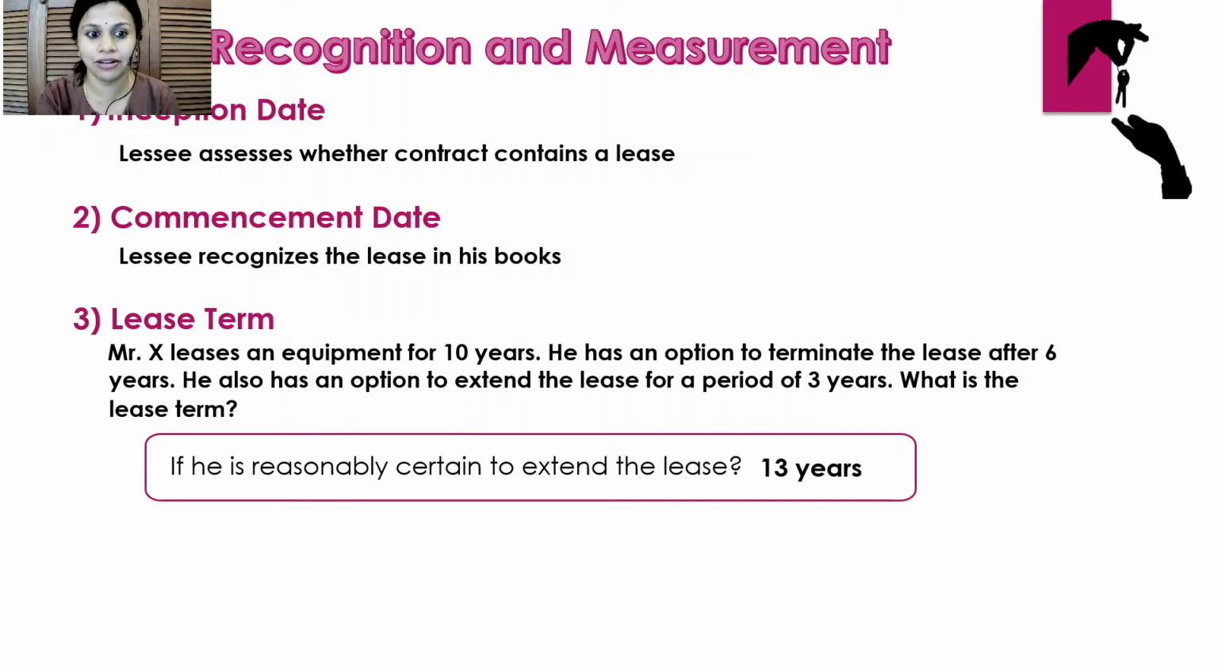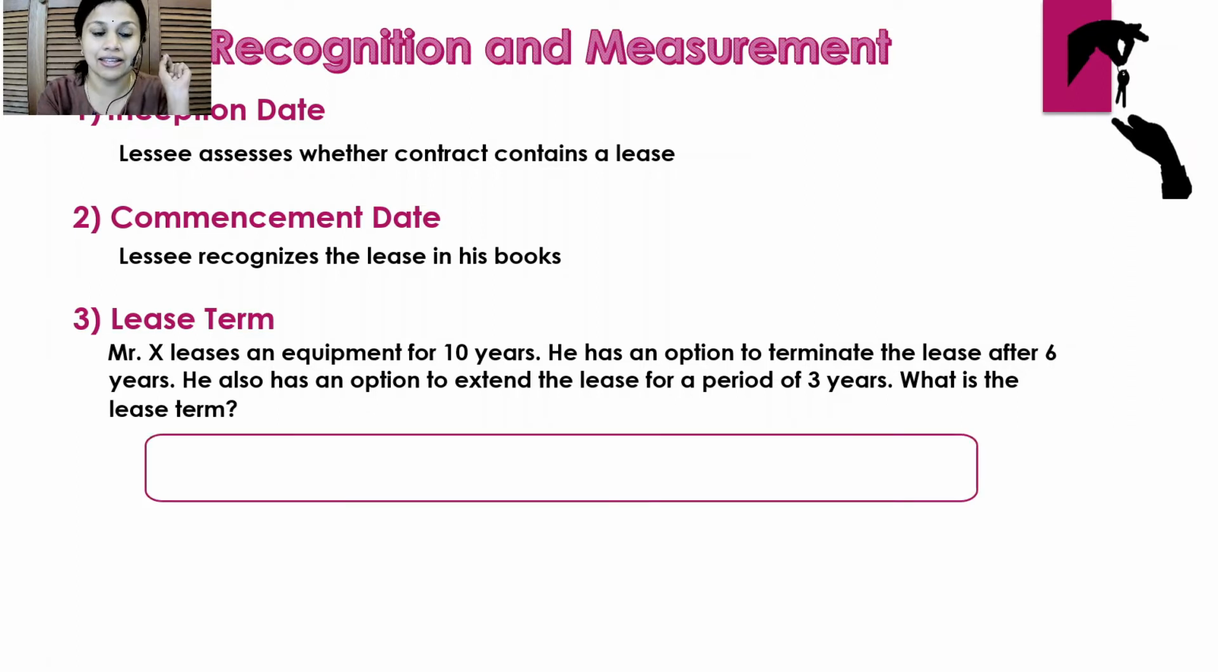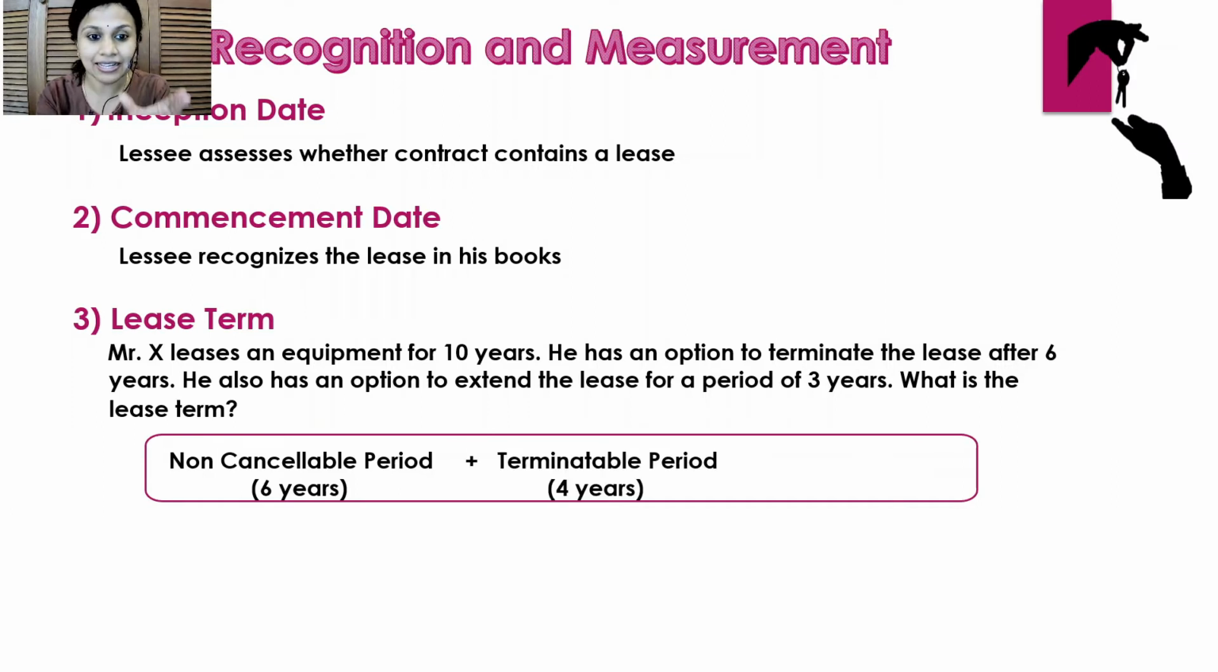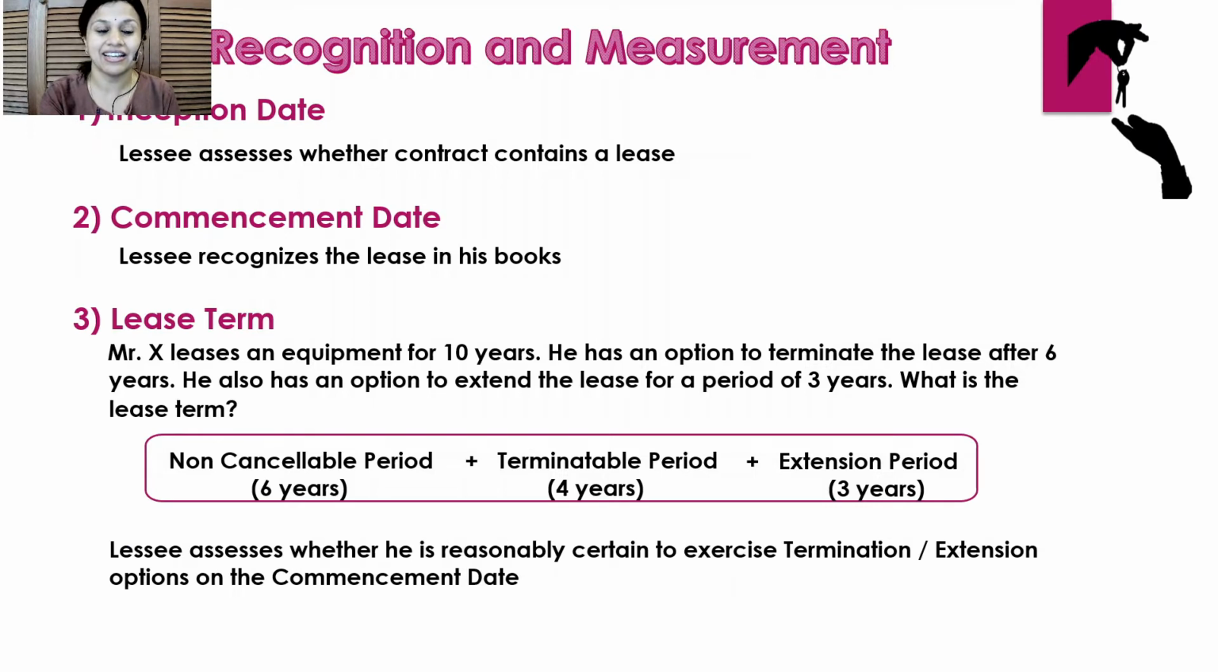Now let's look at the formula. The lease term is the non-cancellable period, the period in which he cannot terminate the lease, in this case 6 years, plus the period where he can terminate, but he is reasonably certain not to terminate, and that is 4 years. And finally, if he is reasonably certain to extend, it is the extension period of 3 years. You will decide whether Mr. X intends to terminate the lease or extend the lease or not do anything about the lease term on the date of the commencement of the lease.